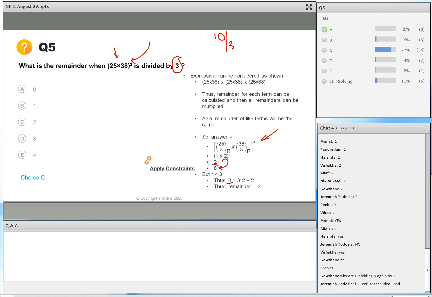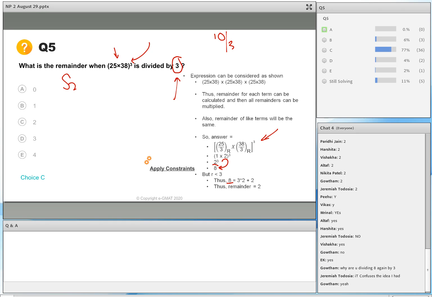Your final answer can never be greater than the divisor or equal to the divisor, right? Your remainder always needs to be lesser than the divisor. Gautam, is that clear to you? Perfect. Okay. Jeremiah, okay. Again, what we need to do is apply sequence 2.